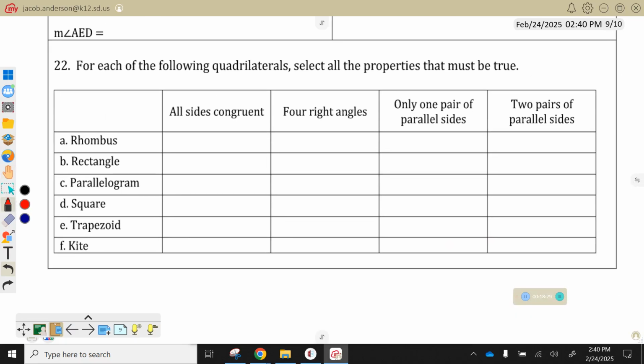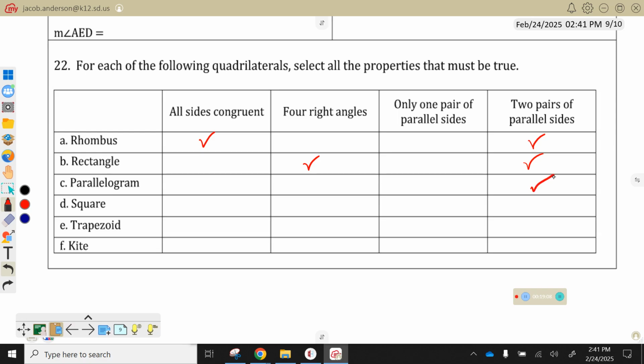Okay, another question about properties. For each of the following quadrilaterals, select the properties that must be true. So we're just looking at a rhombus, and we're saying, are these true for a rhombus? Are all sides congruent? Yes. Are there 4 right angles? That's not something we've talked about with a rhombus. Only 1 pair of parallel sides? Nope, a rhombus is a parallelogram, so it has 2 pairs. And then it says 2 pairs of parallel sides? Absolutely. Rectangle, all sides congruent? No, not necessarily. 4 right angles, that's one of our properties. And then I'm going to say there's 2 pairs of parallel sides for that one.